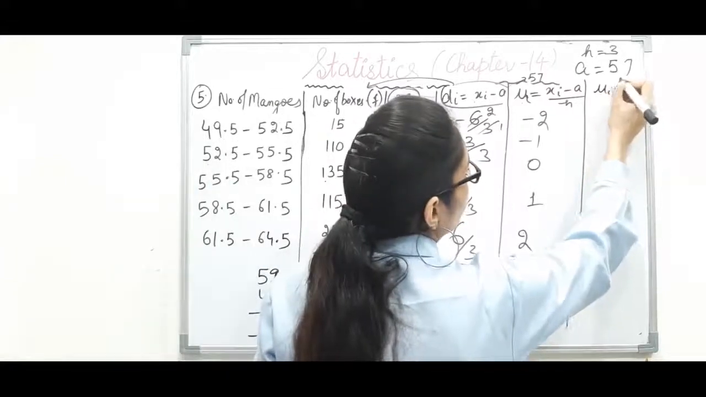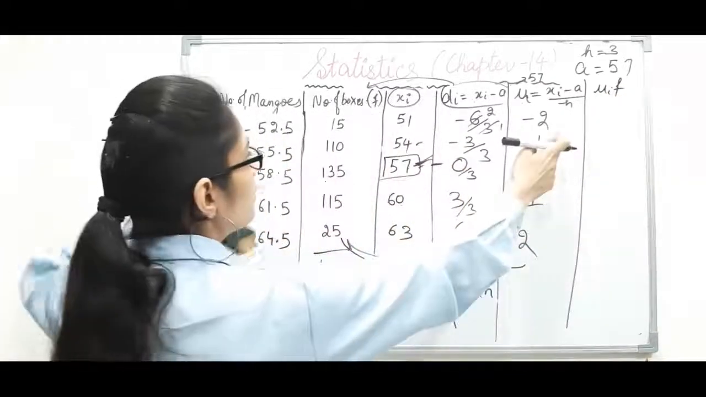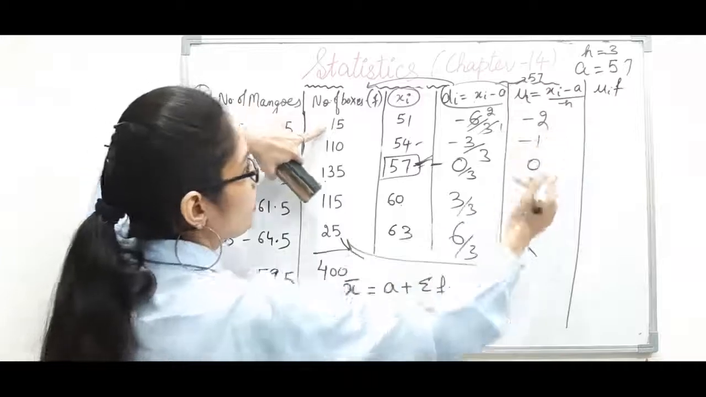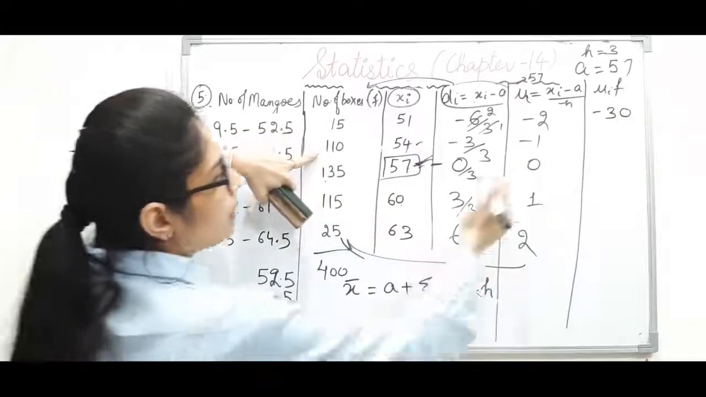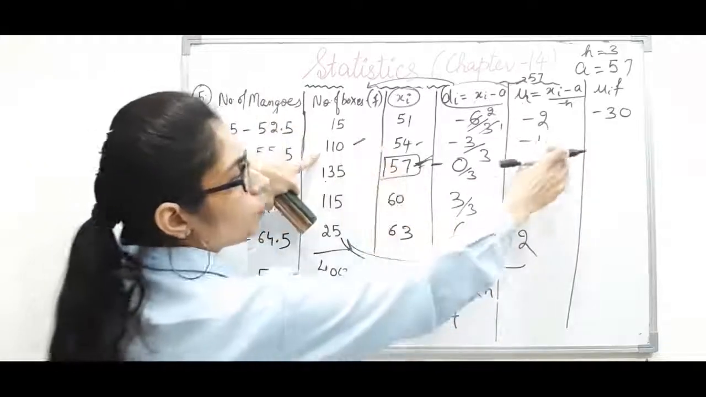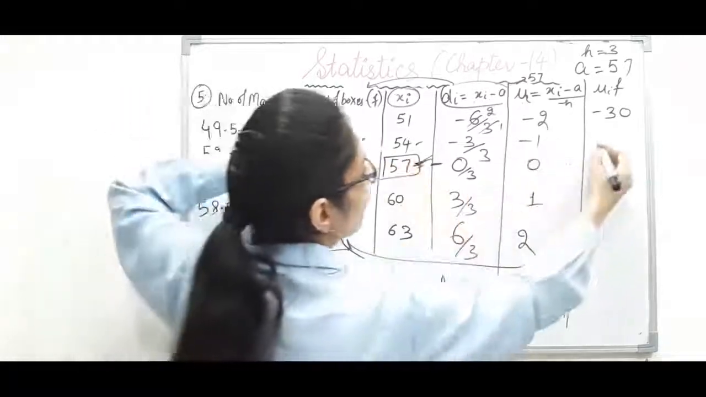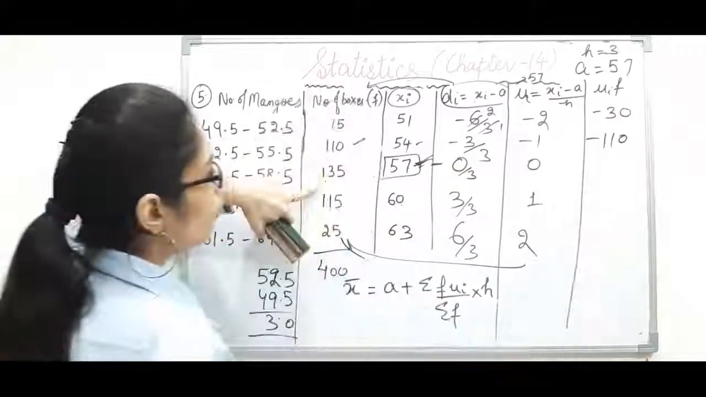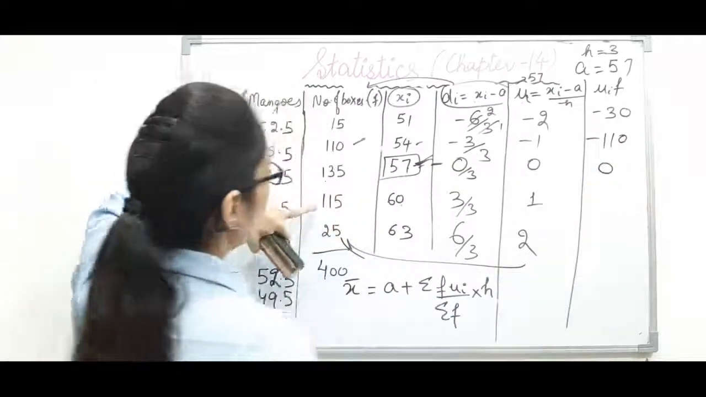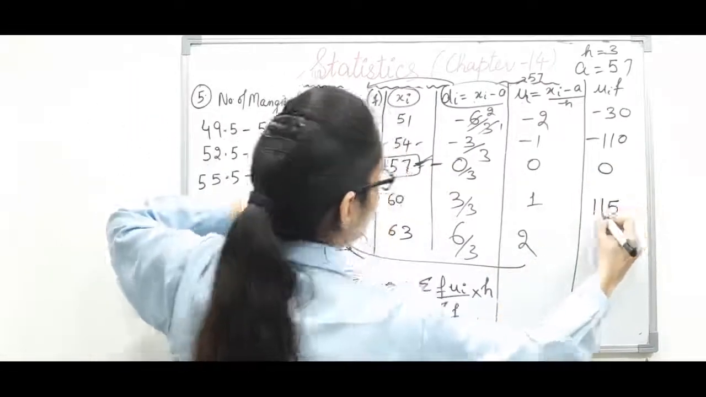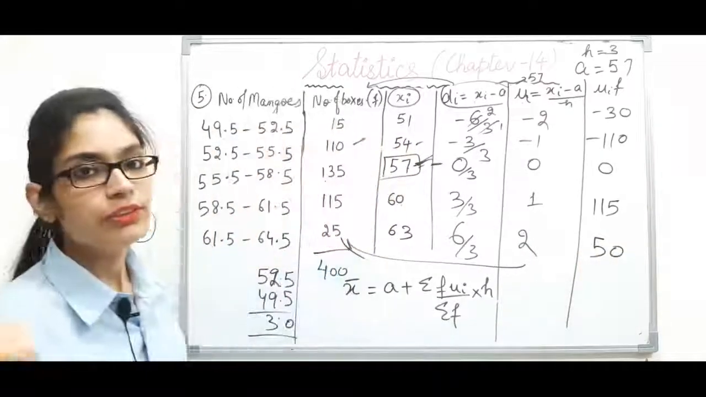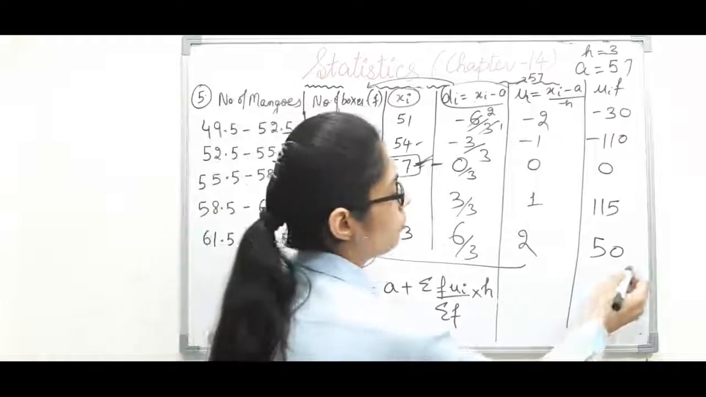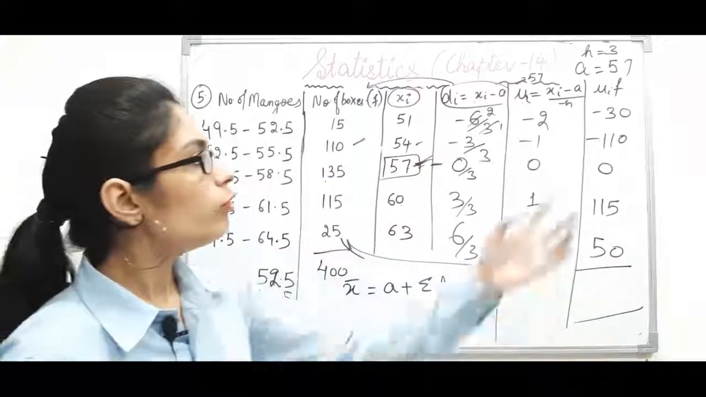So fui, frequency is 15 into minus 2 which will be minus 30, 110 into minus 1, see frequency you have to multiply with u, it will be minus 110, 135 into 0 it will be 0, 115 into 1 it will be 115, 25 into 2 it will be 50. See your calculations, it has become very easy now. Only thing is you have to remember these terms.